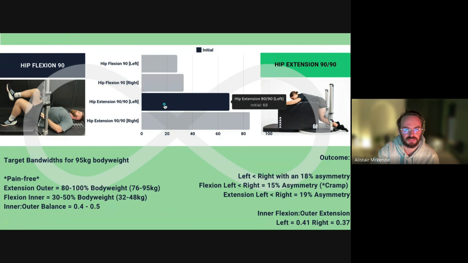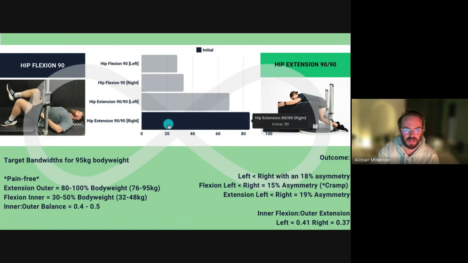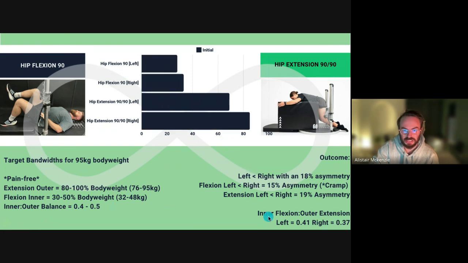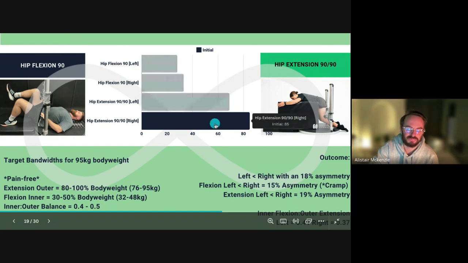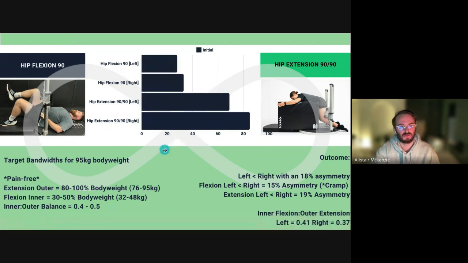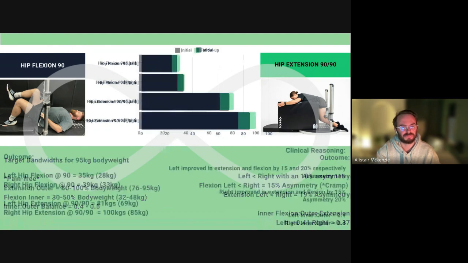Again, the hip extension strength there, 69 kilos, not quite up to our target, but not far off. And then on the right hip extension, 85. So in the middle of kind of our target, about 90% body weight compared to the left side again. So this hip extension deficit was about 19%. And that's again something that we're going to look to try and improve or just monitor how it changes.